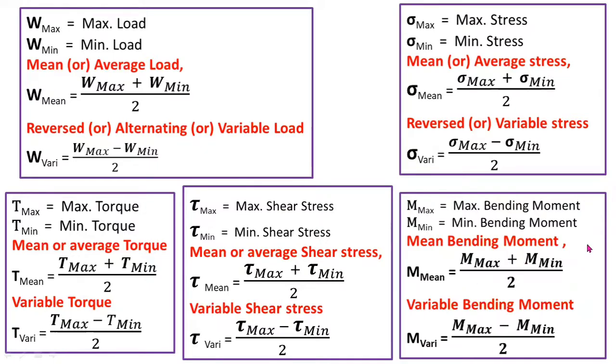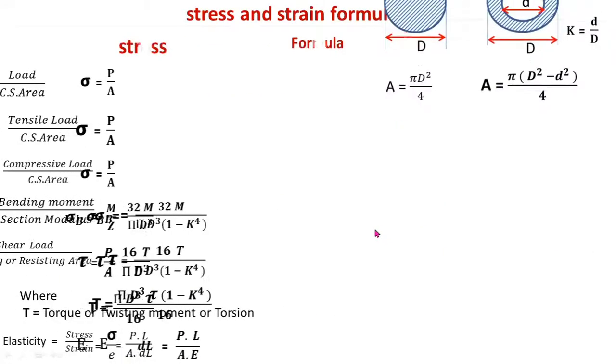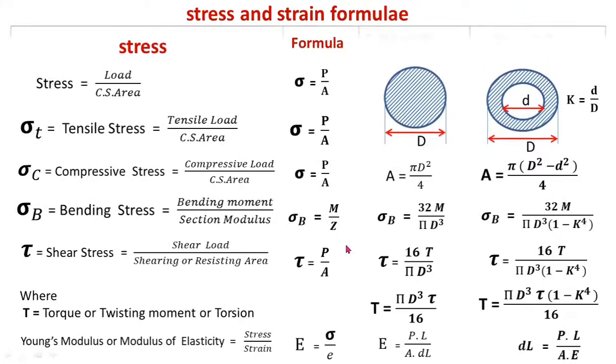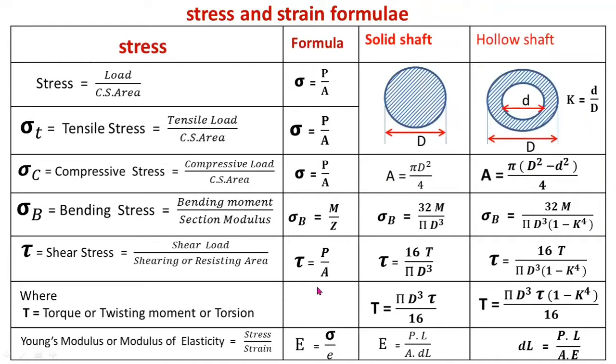Now coming to the example problems. These formulas are also useful for determining the value of shear stress tau. Here tau for a solid shaft is 16T by pi d cube, and for a hollow shaft, shear stress tau equals 16T by pi d cube into 1 minus k power 4. K is the diameter ratio for a hollow shaft, K equals inside diameter by outside diameter.